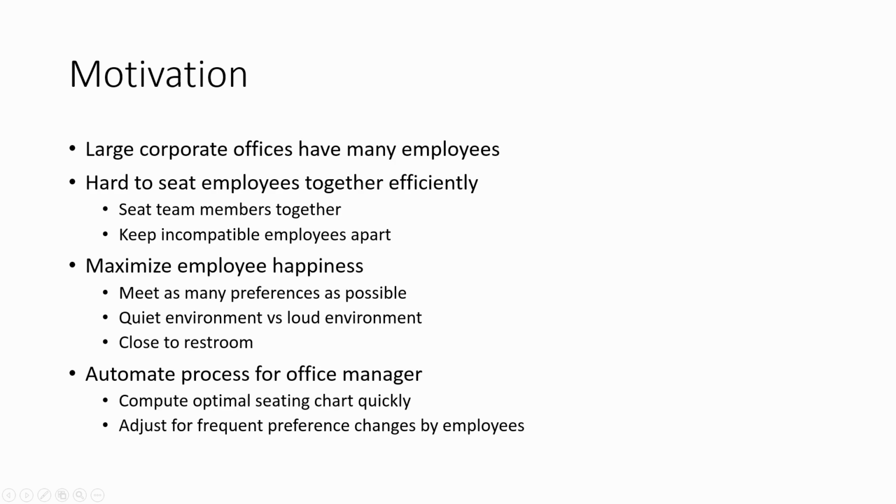As the number of employees in the office grows, the more burden is placed on the office manager to ultimately seat employees together. Currently, many office managers simply group teammates together without considering preferences. With a large number of employees in an office, it can be hard to maximize these employee preferences. By maximizing these preferences, it's more likely that the employee will be more productive. This project should automate the seating chart process for an office manager so that they can generate seating charts quickly and then quickly adjust them when the employee preferences change.